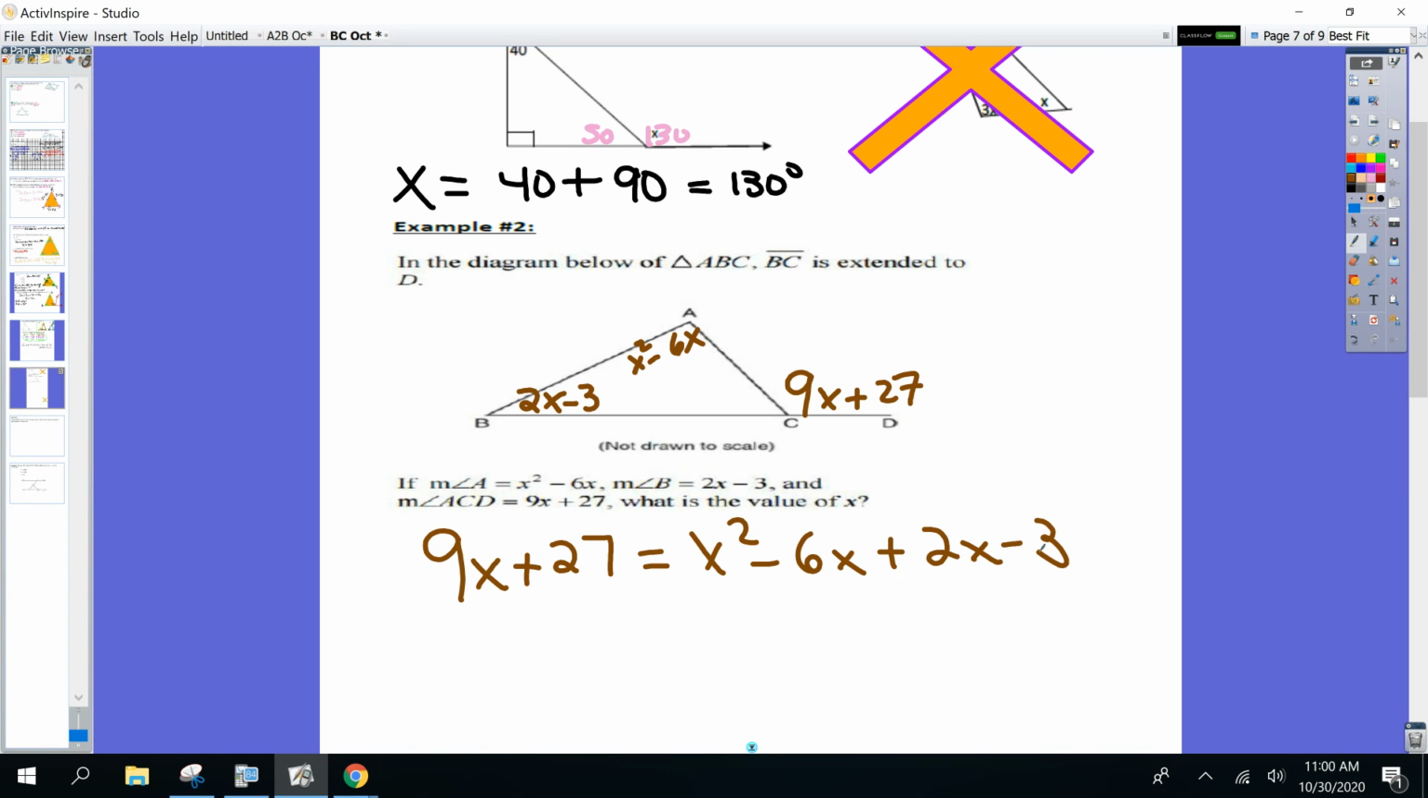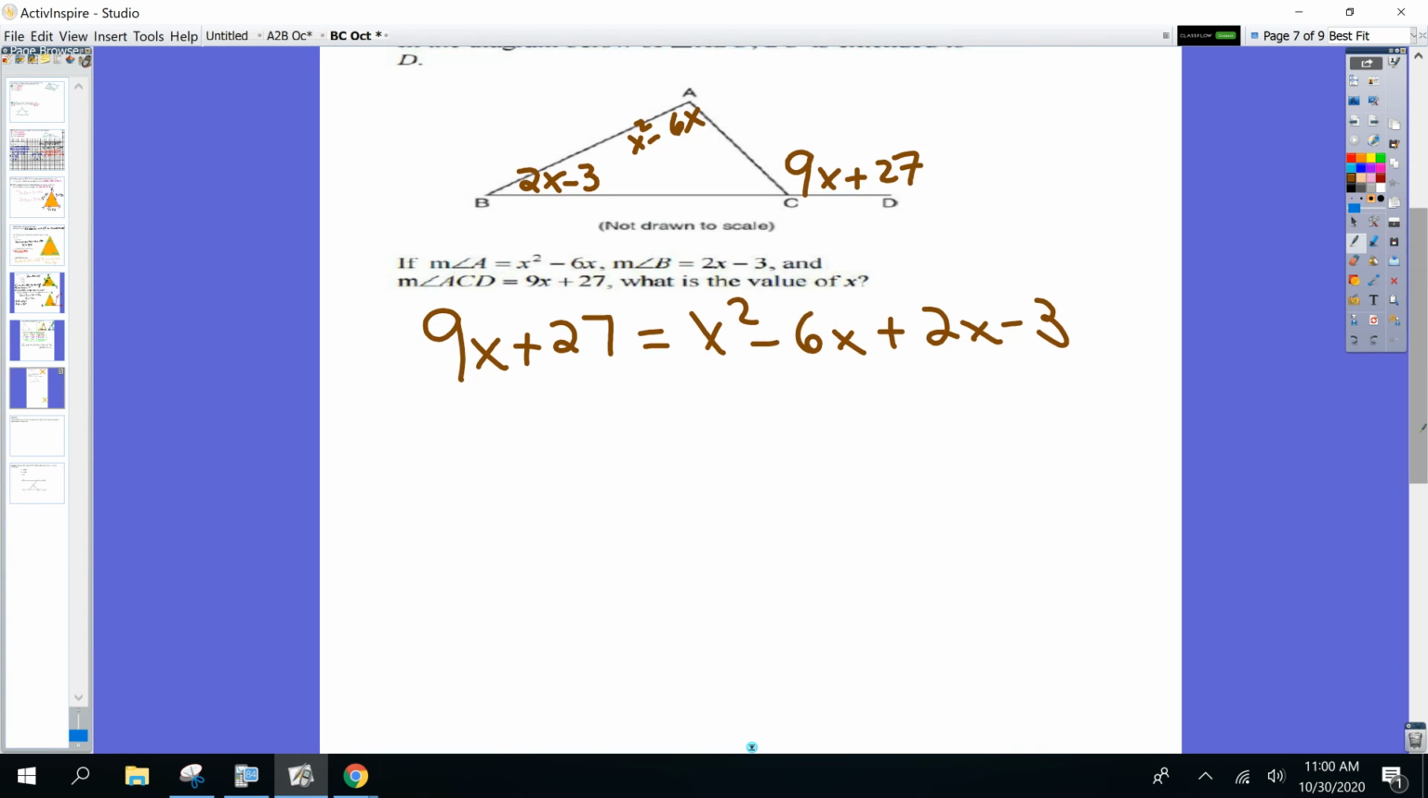All right, everybody good there? Where did we get that from? Oh, you are not going to like this, and I love that you're not going to like this. All right, let's clean up the right side a little bit. 9x plus 27 equals x squared. I can combine negative 6x and 2x into negative 4x minus 3. Oh, this makes me so happy.